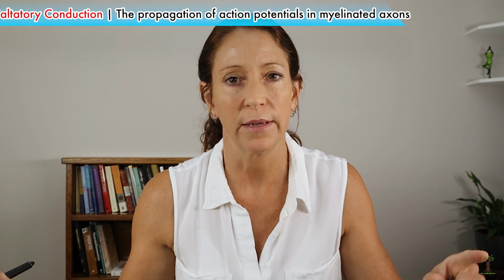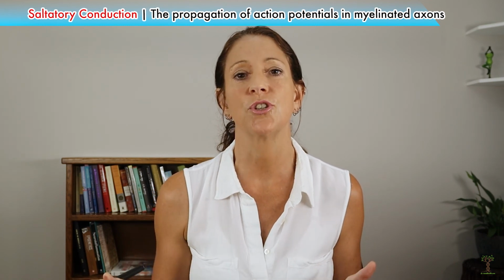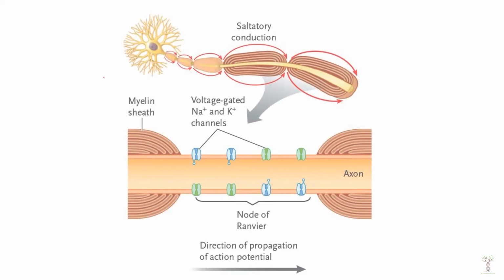Now, what if our axon had myelin? If it was a myelinated axon, then we call it saltatory conduction, and the action potentials happen in a slightly different way. If we look at this diagram of a neuron that has myelin, remember in the central nervous system, the myelin is made from oligodendrocytes. In the peripheral nervous system, these are because of Schwann cells.